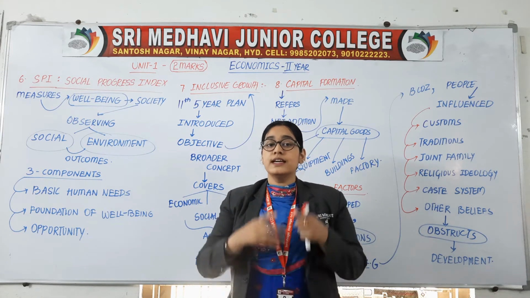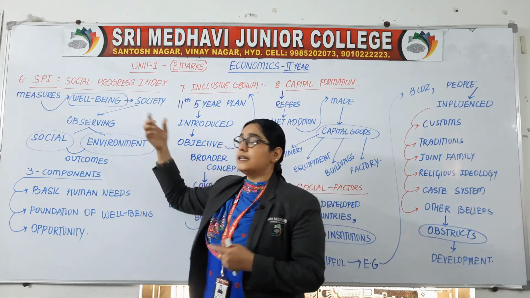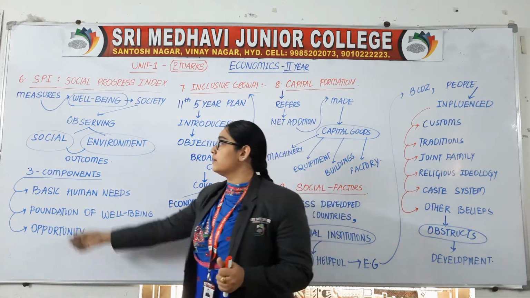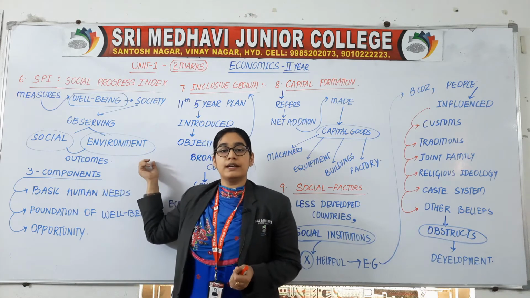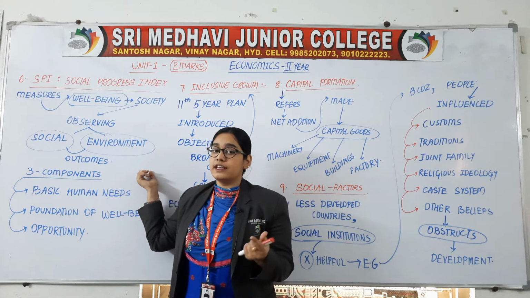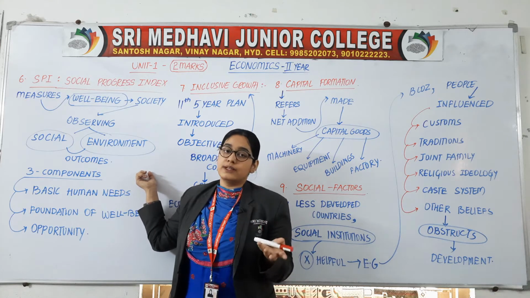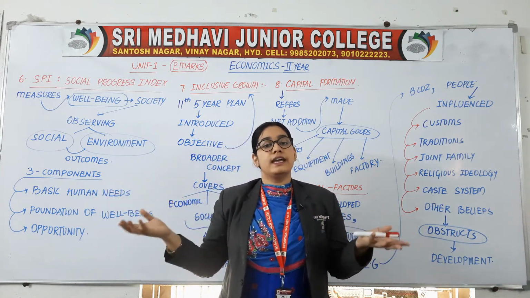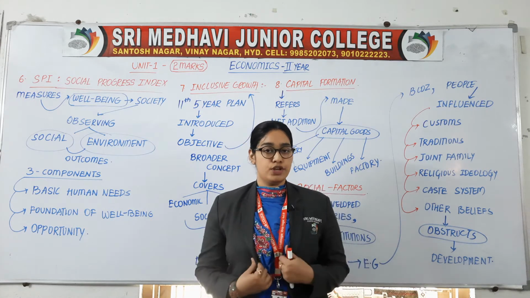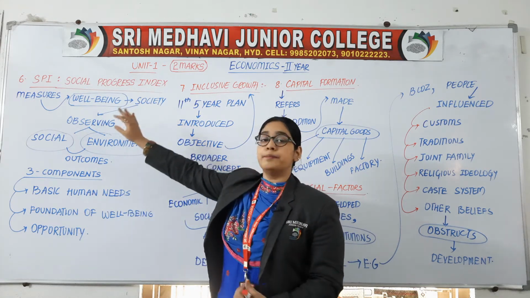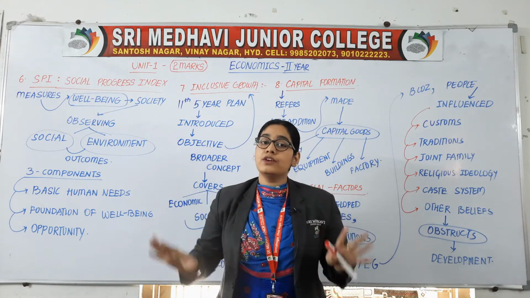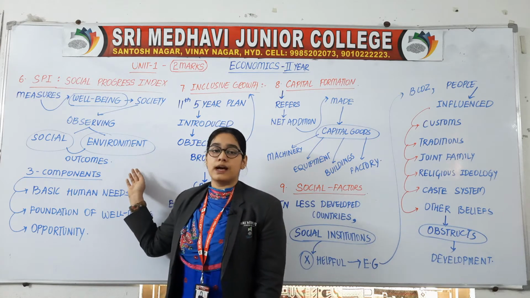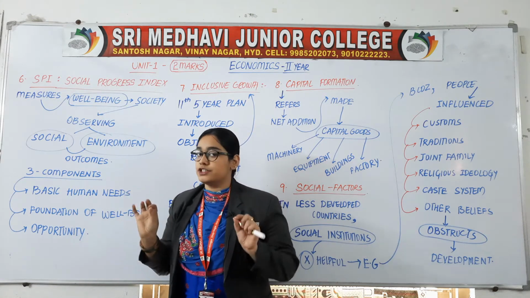It measures the well-being of society by observing which outcomes? Social and environmental outcomes. Already I have said what is social, related with health and education. Environment is all the atmosphere, air, water, etc. around you. So SPI measures the well-being of a society by observing the social and environment outcomes. Till here the definition is done.